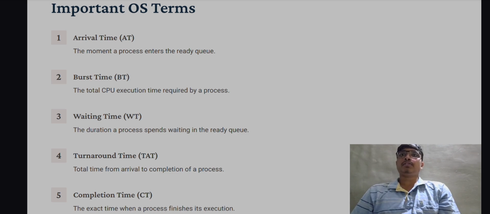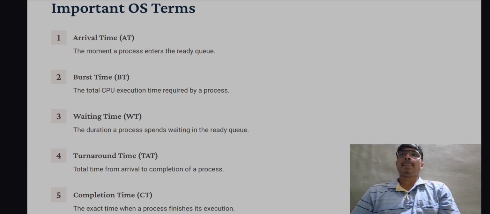Next, TAT, it means turnaround time. Total time taken from arrival to completion. The formula for how to find TAT: TAT is equal to completion time minus arrival time. The completion time is whenever the last time comes, that is taken as the completion time. Minus the arrival time, you can find out the TAT. It means turnaround time. Okay.